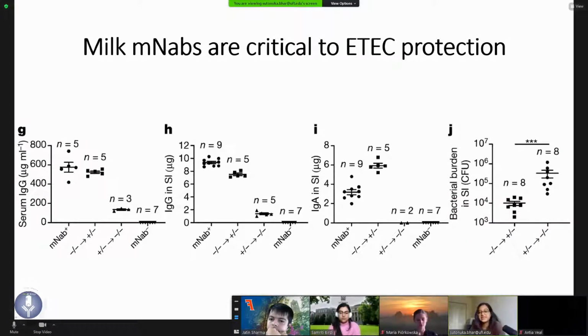Also, in the extended figures, an experiment was done where the mNab minus mouse pups were divided and half of them were given to the knockout mother and half of them were given to the normal mother. In that case, 90% of pups receiving the normal mother's milk survived after 20 hours, as compared to just 20% survival in pups receiving the knockout mother's milk.